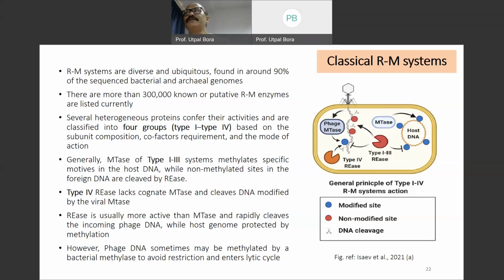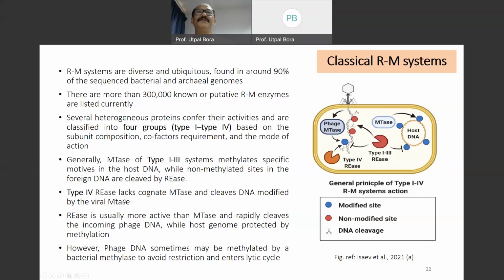I would not like to go into this classification. You could listen to Professor Bora briefly telling about these 4 different systems, but just to tell you that they are not of one kind. You can see 4 types, okay? And then generally MT in type 1 to 3 systems methylate specific motifs in the host DNA, while non-methylated sites in the foreign DNA are cleaved by restriction enzymes.